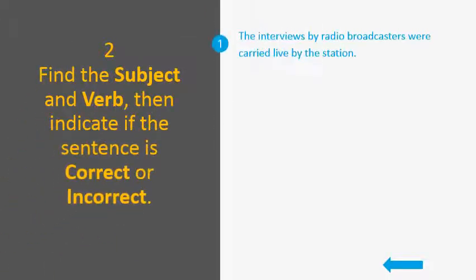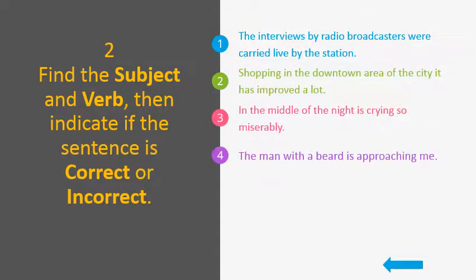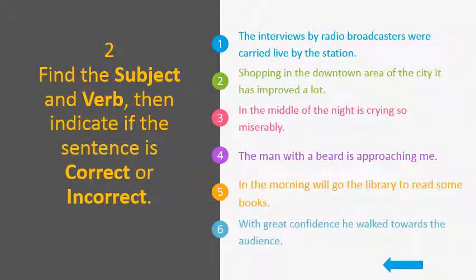Okay, now skill 2. Remember, it is about object of preposition. Something started with preposition: in, on, at, from, by. It is not a subject. It is only object of preposition. And remember, it is not important. Now, find the subject and verb that indicate if the sentence is correct or incorrect.